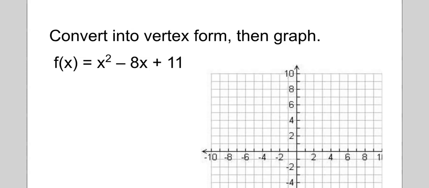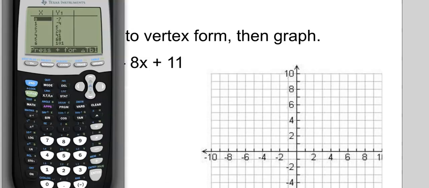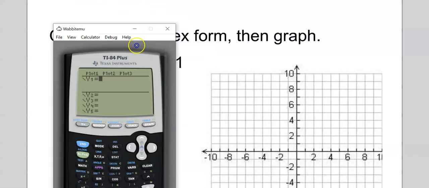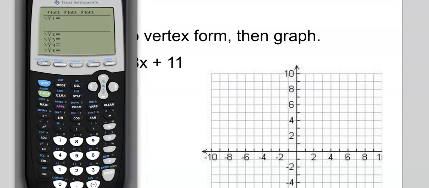Okay, convert into vertex form and then graph. Honestly, I would just put this in the calculator right away. We're going to practice changing into vertex form, but just put it in. It's going to be x squared minus 8x plus 11. Okay, let's get an idea what it's going to look like. It looks like our vertex is going to be something like 4, -5, something like that.